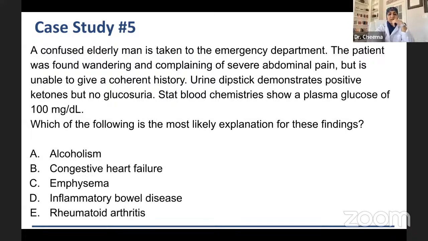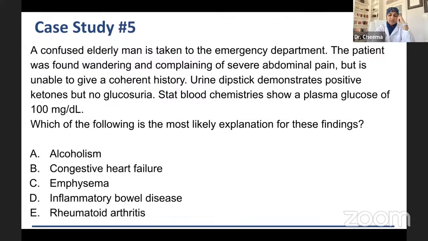Okay, good. So now in this scenario, as we talked about in type 1 diabetes mellitus, the patient has diabetic ketoacidosis. Let's see, no, sorry, not high glucose levels. The patient has positive ketones, so this patient is going into DKA, diabetic ketoacidosis. So they're asking, which of these conditions, alcoholism, congestive heart failure, emphysema, inflammatory bowel disease, rheumatoid arthritis, can cause a patient to go into diabetic ketoacidosis?